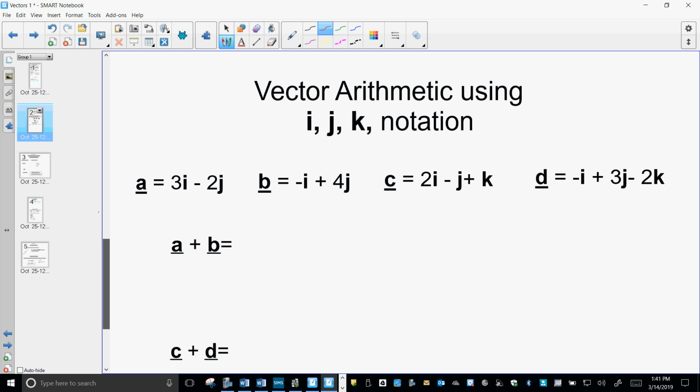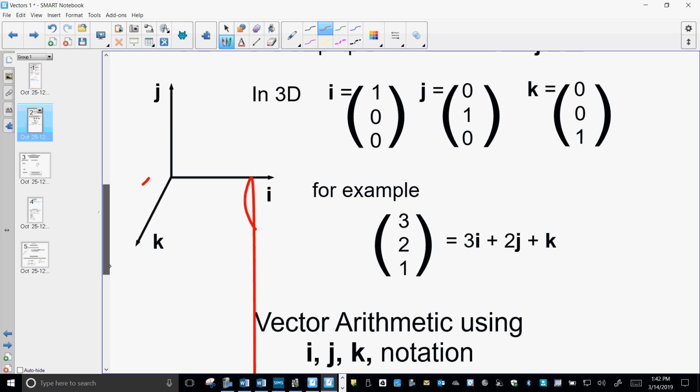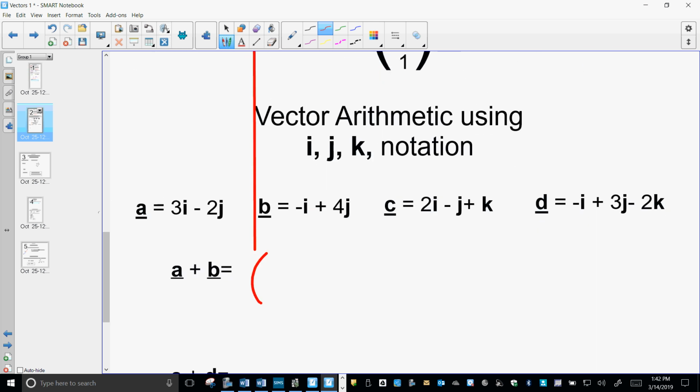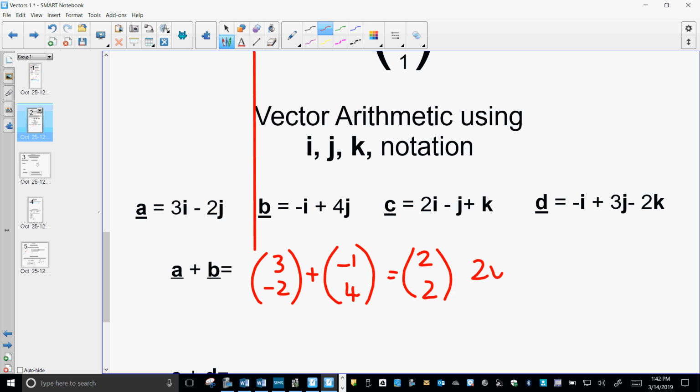So vector A plus vector B. This would be 3, -2, plus -1, 4. I've changed from i, j into just column notation. And so that's 2, 2, or 2i plus 2j. Is i always on the top and j on the bottom? Yep.